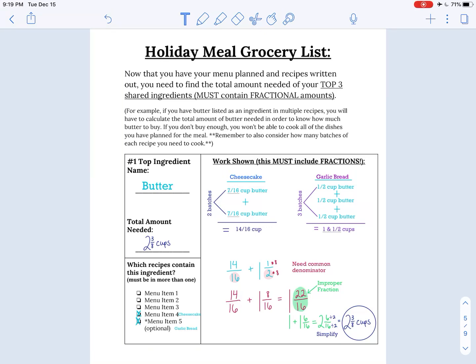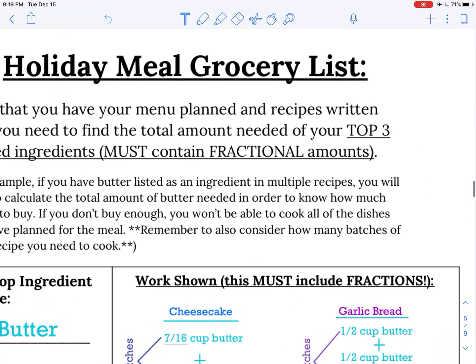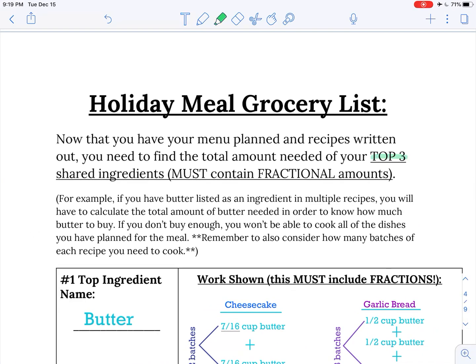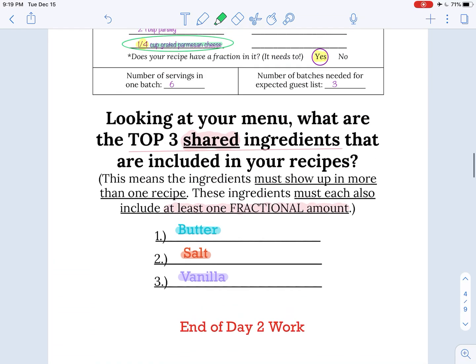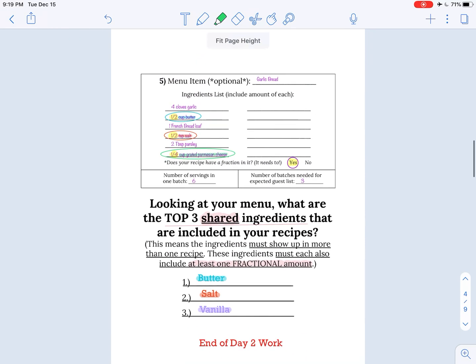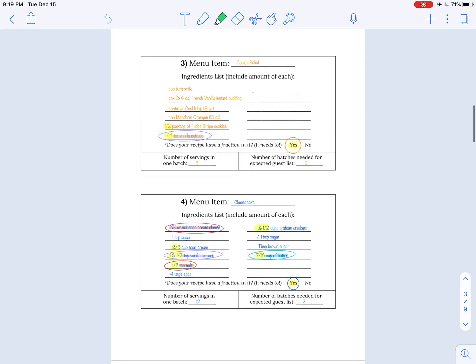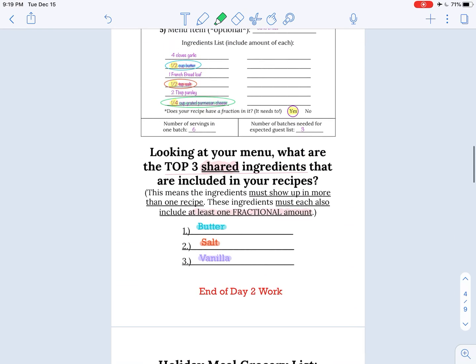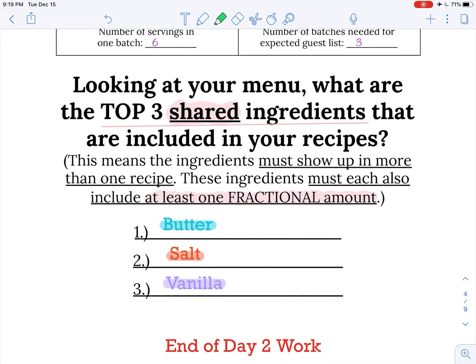Hello, we are on day 3 of our holiday meal planning activity, and today you're going to be working on your grocery list for the top 3 shared ingredients that you identified yesterday. So if you scroll up to your day 2 portion where you were listing out the recipes, you should have decided on those top 3 shared ingredients. So again, what that means is it has to be an ingredient that is shown in more than one recipe.